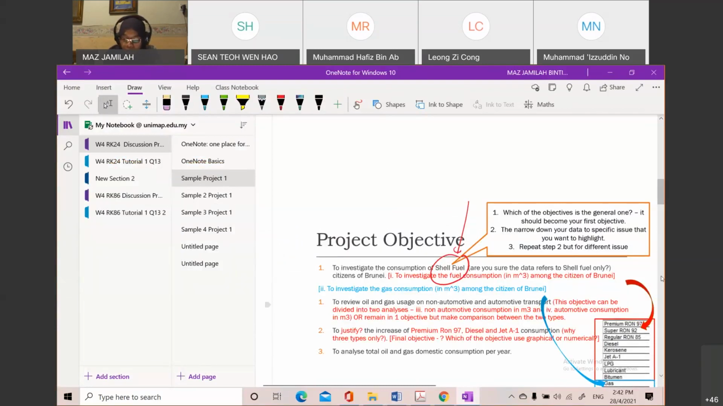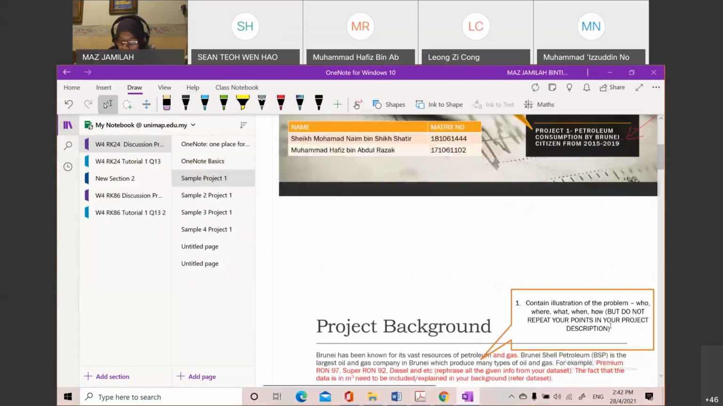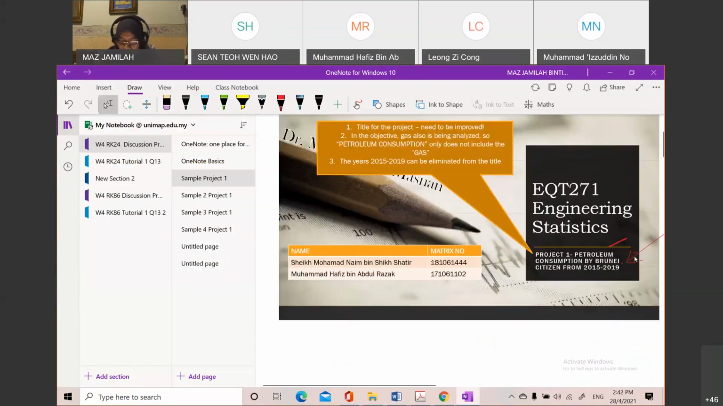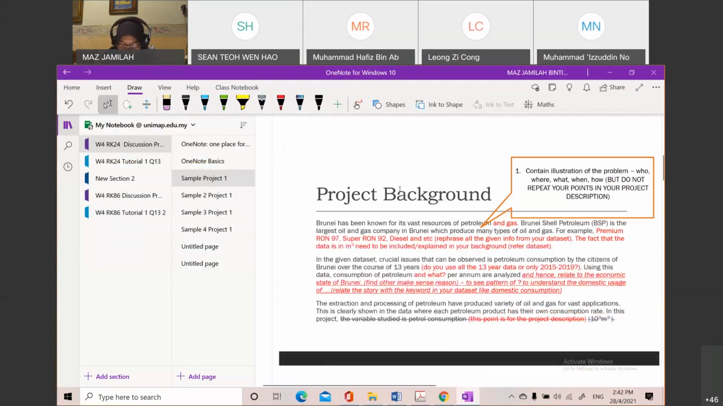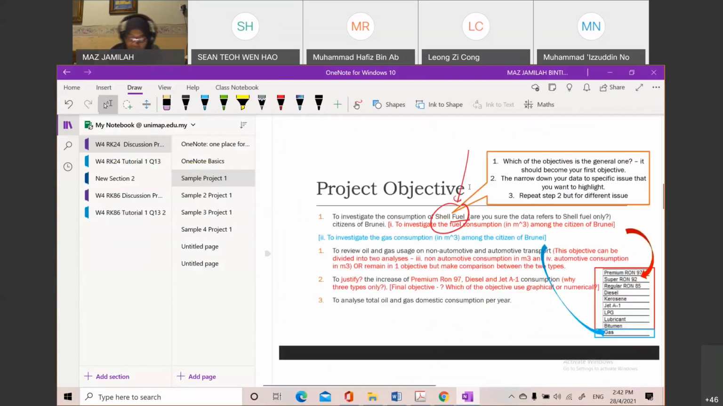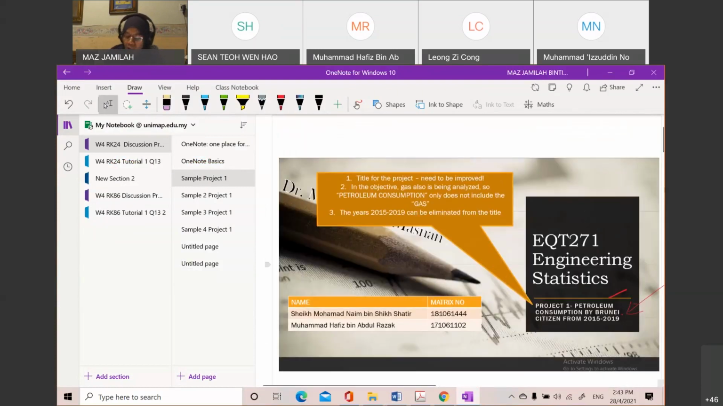Okay, now you are talking about fuel. You say the objective is on petroleum, fine. Do you have any other objective that relates to gas? Now you see, you talk about gas, but somehow in your topic gas is not included. So please be sure, if you want to include gas, then make sure your topic includes gas.